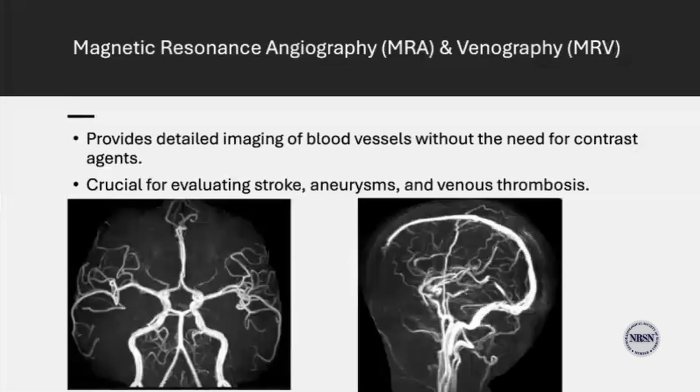MRA and MRV allow us to visualize blood vessels in the brain in great detail, often without the need for contrast agents. MRA is especially useful in assessing arterial conditions like hemorrhagic stroke or aneurysms, while MRV plays a key role in detecting venous issues such as thrombosis. These two techniques are both non-invasive, yet incredibly powerful in guiding diagnosis and treatment planning for vascular-related brain conditions.